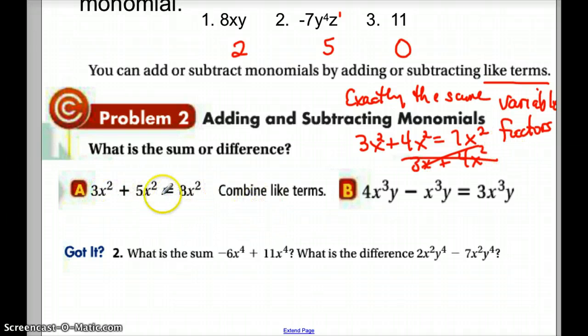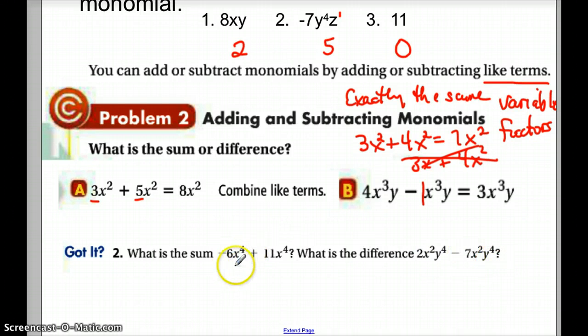So let's look at these examples. 3x squared plus 5x squared, when we combine like terms, we just combine the numbers in front of the variable terms that are alike, and that would be 8x squared altogether. 4x cubed y minus 1x cubed y is equal to 3x cubed y. Okay? See if you can combine the like terms. What is the sum? In other words, add these two monomials together and then add these two monomials together.